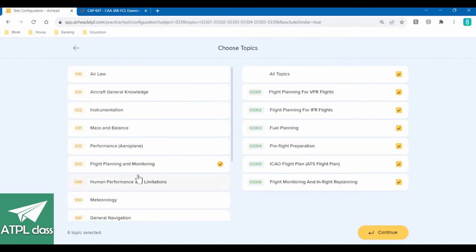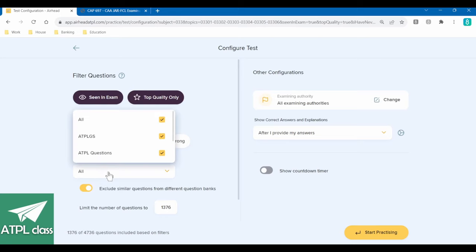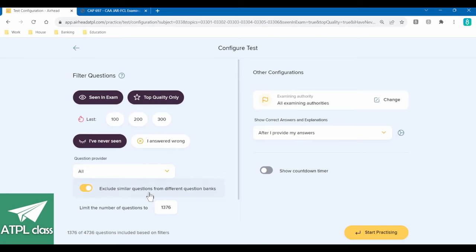I've done a few practice questions just to make sure I don't completely mess up the whole thing. We're going to be doing all topics in flight planning and monitoring. We're going to do questions that have been seen in the exam, top quality only. We can either select the last 100 uploaded, 200 uploaded, 300 uploaded. We don't want ones I've seen before. We're going to use all question providers that are available to us. We'll exclude similar questions from different question banks so we have a nice round view of all the questions that are available to us. And we don't want to do 1,300. Let's just do 20, a nice short practice session.